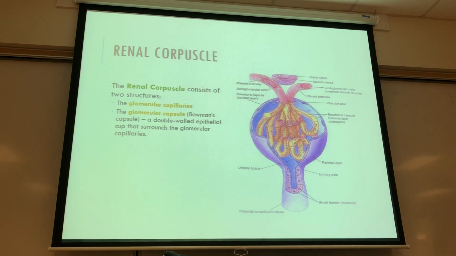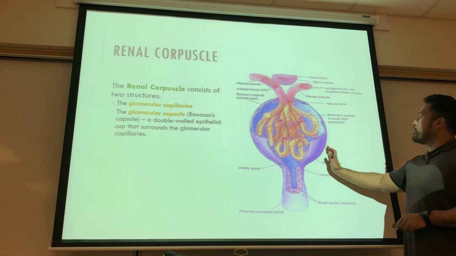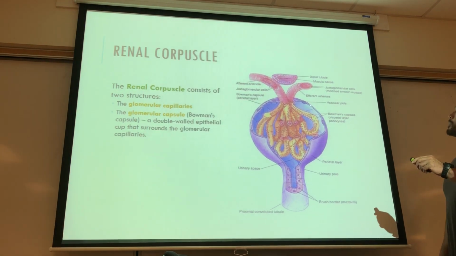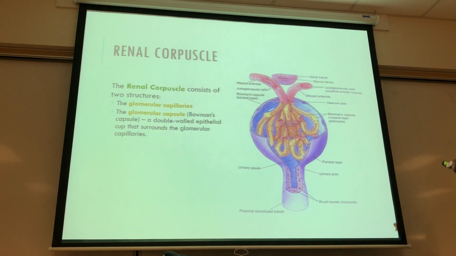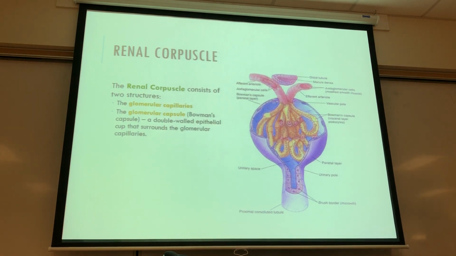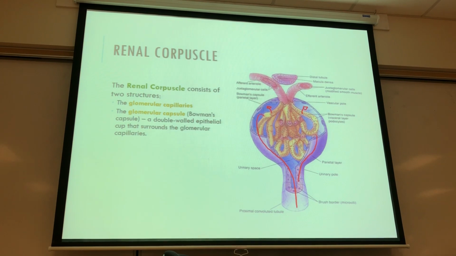In that capsule, you're going to see what's also referred to as the Bowman's capsule. The glomerular capsule is going to be a double-walled epithelial capsule that comes in and surrounds these capillaries. And I'll talk about where those double walls exist. You'll see the formation of filtrate as it comes out and collects in the glomerular capsule and then makes its way down the rest of the tubule.